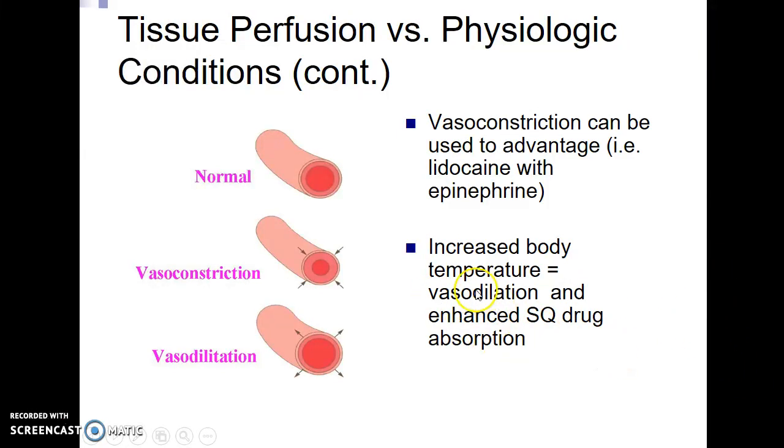Vasoconstriction. This is what I was just talking about. With increased body temperature, we get vasodilation, opening of the blood vessels. We're going to get good drug absorption. With vasoconstriction, we don't get that. We use that to our advantage when we give a local anesthetic. A local anesthetic, such as lidocaine, is mixed with epinephrine, and epinephrine is a drug that tends to cause vasoconstriction locally where it's placed. What that does is keep the lidocaine there because it's constricting the blood vessels so that the lidocaine can't leave. The lidocaine stays there and exerts its local anesthetic effect.